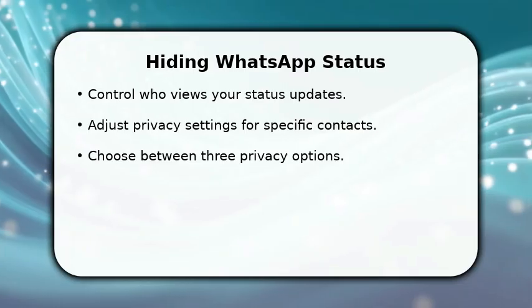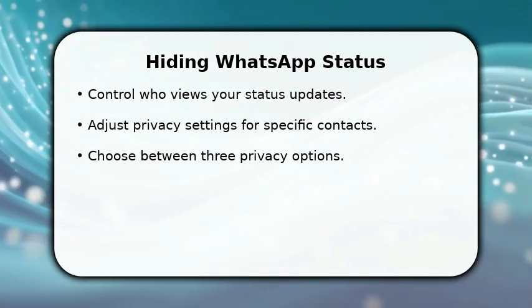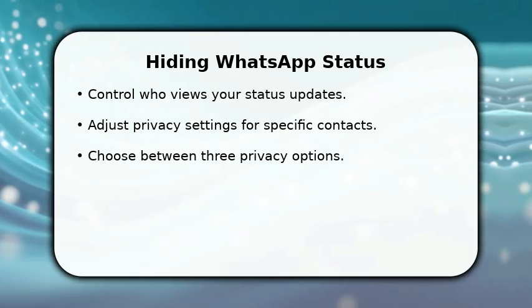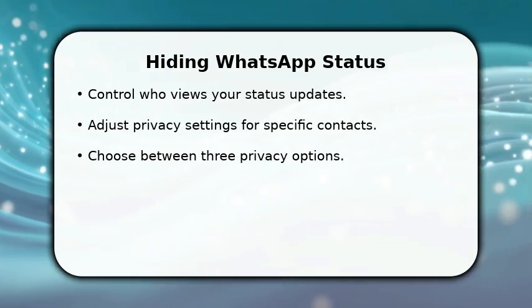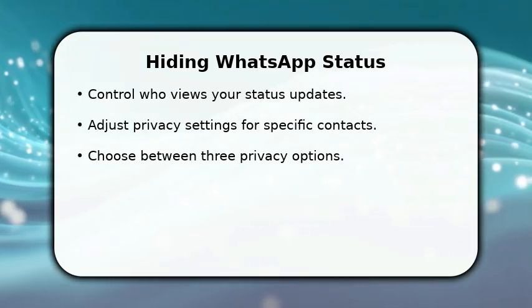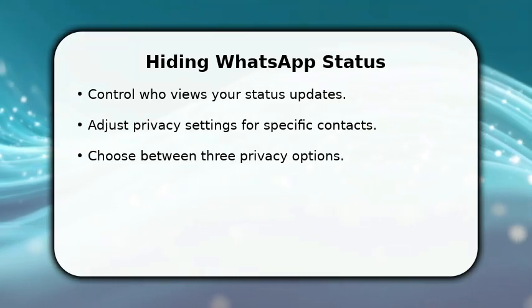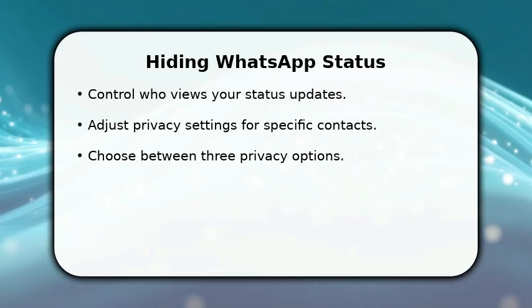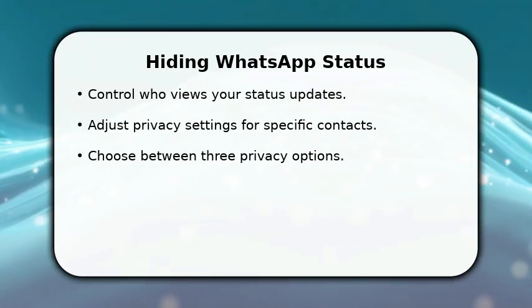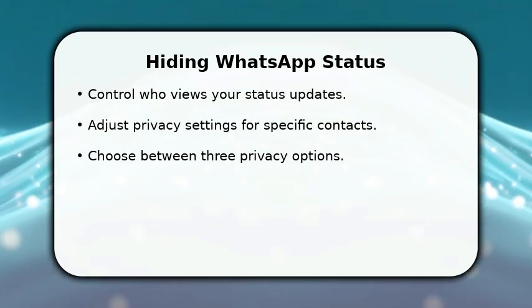In this video, I will explain how to hide your status on WhatsApp. To begin, open your WhatsApp application and navigate to the Updates tab. This is where you'll find all your recent status updates and the privacy settings to control who sees them. We'll walk through the simple steps to adjust these settings, ensuring your updates are only visible to your chosen audience. It's a quick process to enhance your privacy.